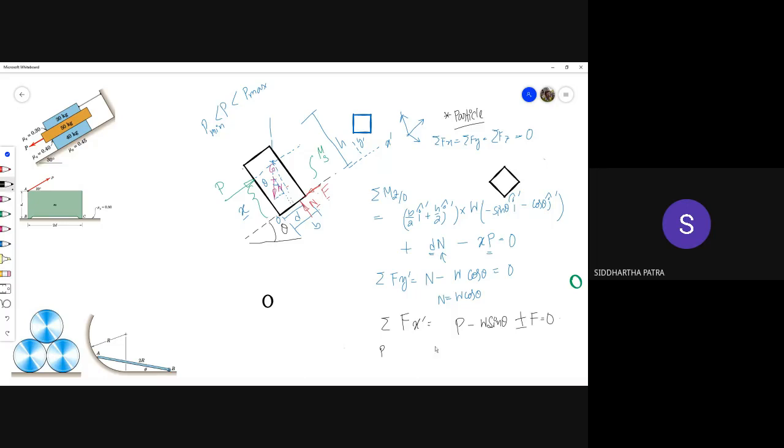So in that case the friction force would be acting upwards along the slope. And if you're trying to push the block upwards, push the almirah upwards, then the friction force would be trying to act in the downward direction. Okay, so from this analysis, can you determine the value of P? So determine the P min and P max actually. So N is W cos theta, and P is your W sine theta plus and minus F.